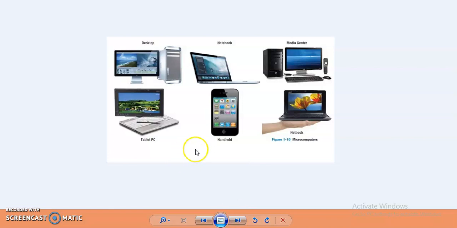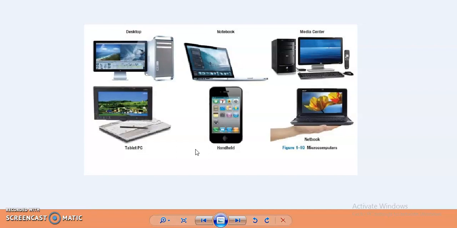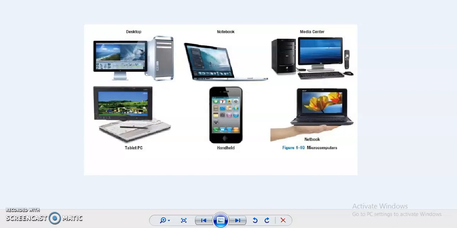You can see here the images of different microcomputers like desktop, notebook, media center, tablet PC, and handheld. You must have seen these types of computer in your surroundings, like tablet PCs, handheld devices like your mobile phones, media center where we can play games, and a notebook or a netbook. Desktop computers are very common computers, and these all come in the category of microcomputers.